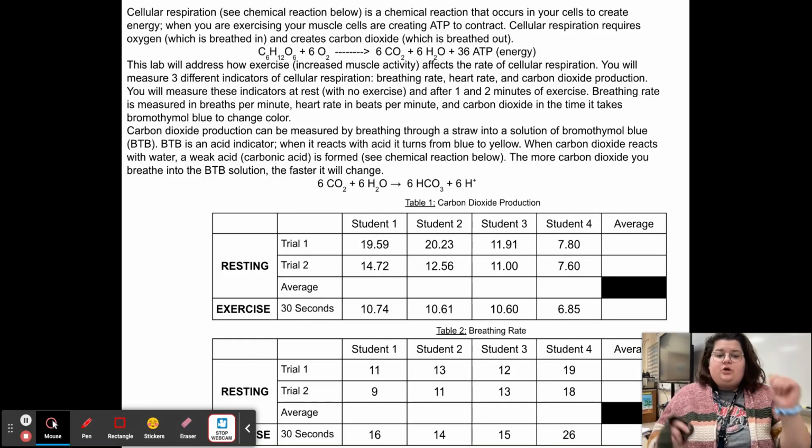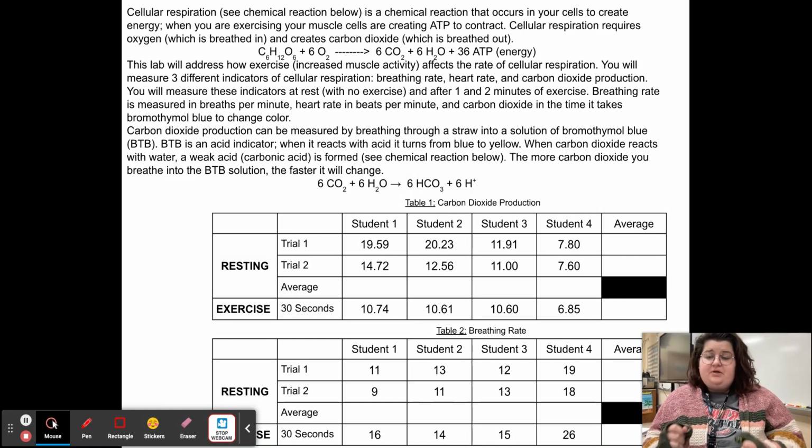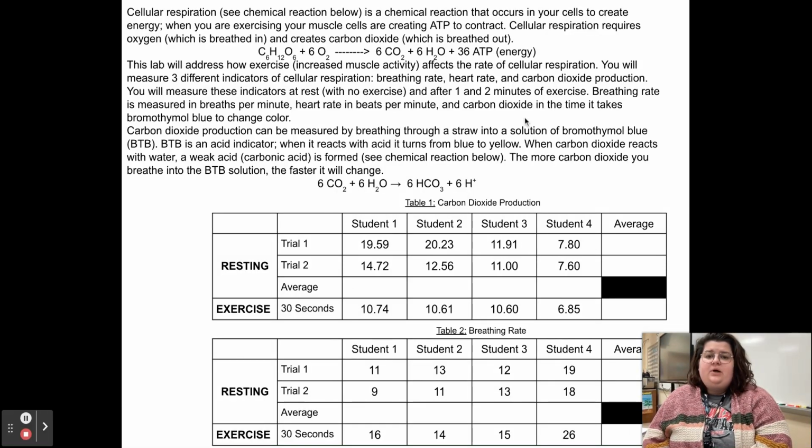Okay, so today we are talking about the BTB cellular respiration exercise lab that you guys need to get done. On this slide, I have our background information from the lab, and I have our sample data.